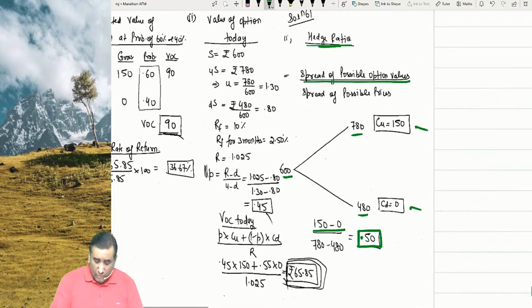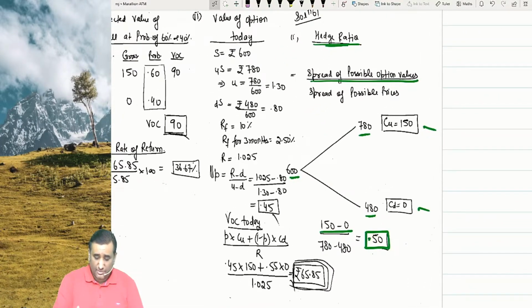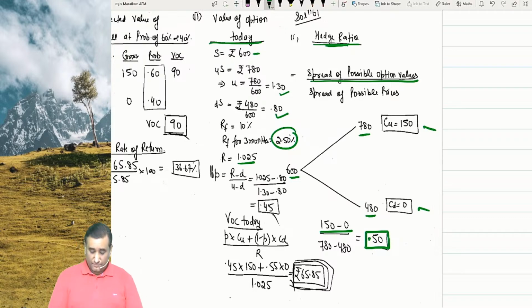Now the second part. Using what we have done just now, I'll modify it using some other approach. The value of the option today, he asked. The price is 600, U is 780, U is 1.3, D is 0.8, RF would be 2.5, so R becomes 1.025. R minus D divided by U minus D becomes 1.025 minus 0.8 over 1.3 minus 0.8, you get 0.45. And then P into CU plus 1 minus P into CD, divided by R, and then you get 65.85.